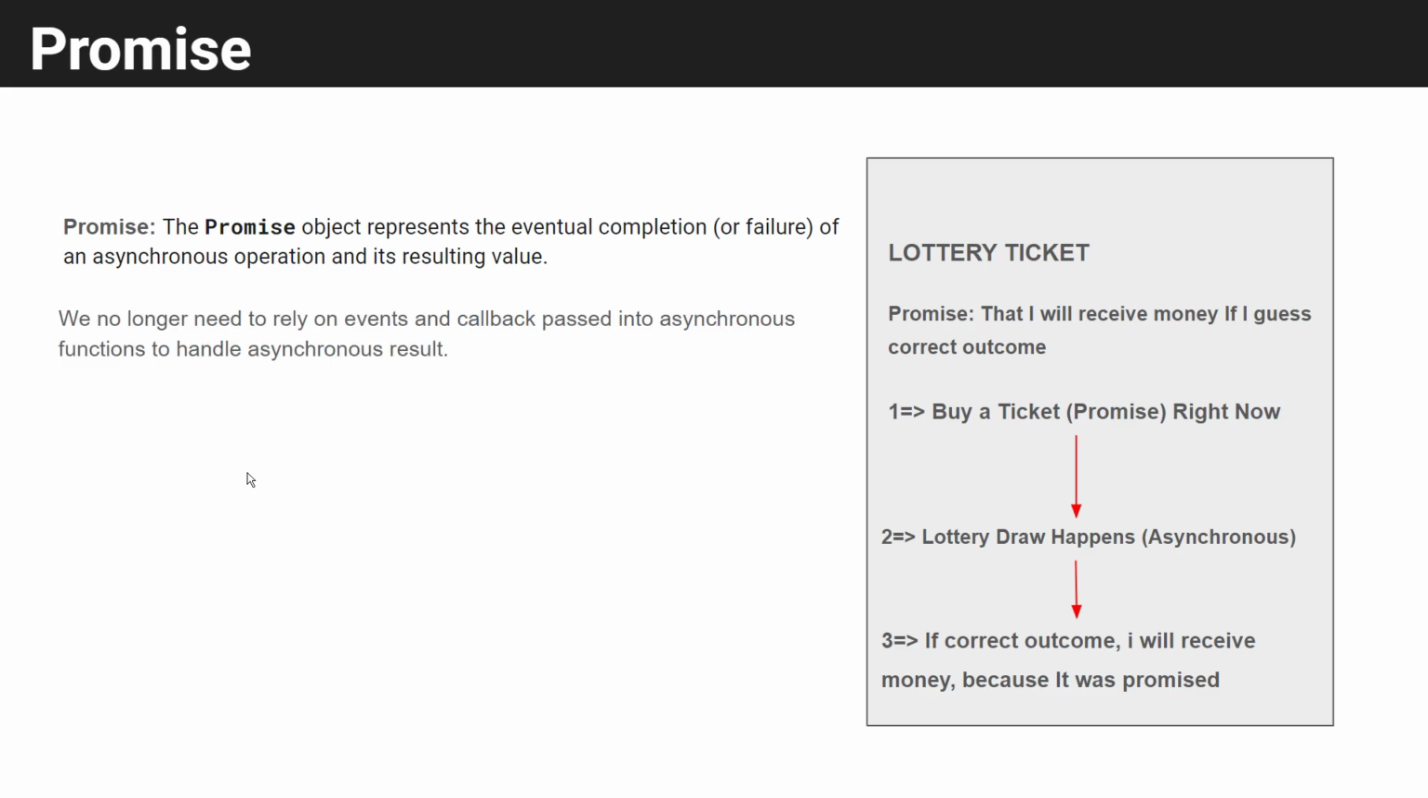We no longer need to rely on events and callbacks passed into asynchronous functions to handle asynchronous results. Instead of nesting callbacks, we can chain promises for a sequence of asynchronous operations. So let's look at how.